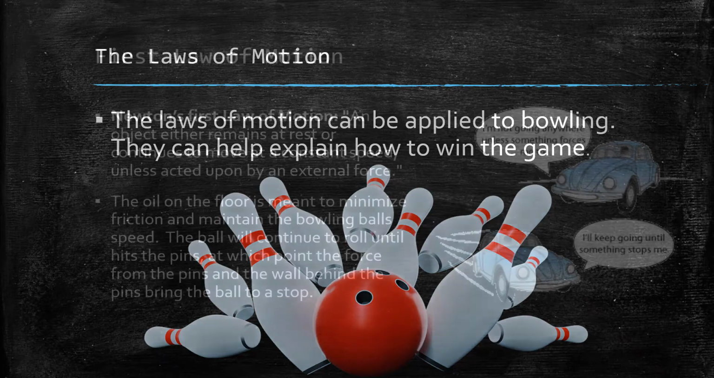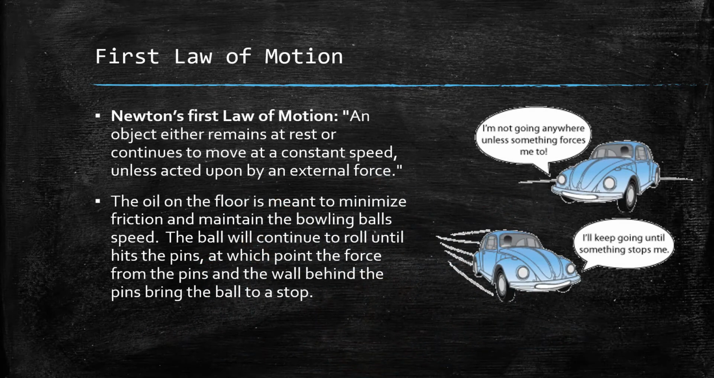The laws of motion can also be used to help describe how the bowling ball helps to win the game. Newton's first law of motion states, an object either remains at rest or continues to move at a constant speed unless acted upon by an external force. This applies to bowling because the oil on the floor is meant to minimize friction and maintain the bowling ball's speed. The ball will continue to roll until it hits the pins, at which point the force from the pins and the wall behind the pins bring the ball to a stop.